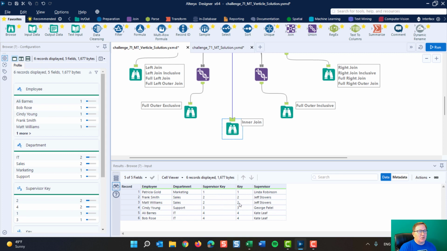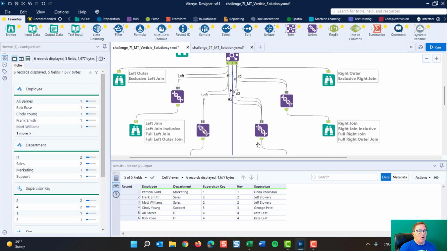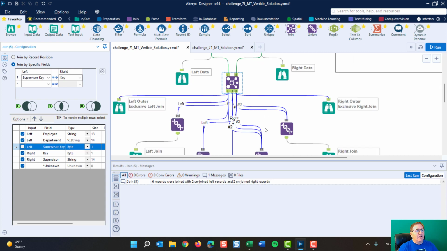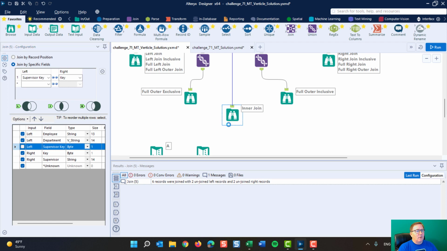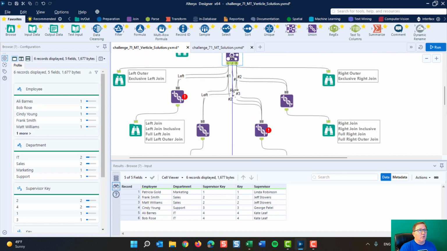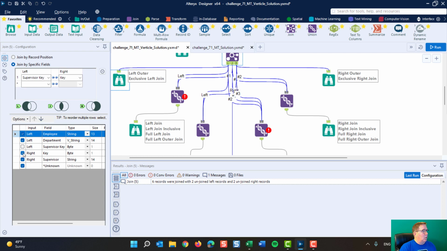Now, do we need both supervisor key and key? No, we don't. So we could easily come up here and deselect one or the other, whichever one we wanted to keep. And if I reran this right now, what you'd see is only one of these keys. And it would give you the employee, the department, the sup key, and the supervisor. And quite frankly, if you didn't want either one of them, you just wanted the who's without the keys, you could deselect both. Simple enough.